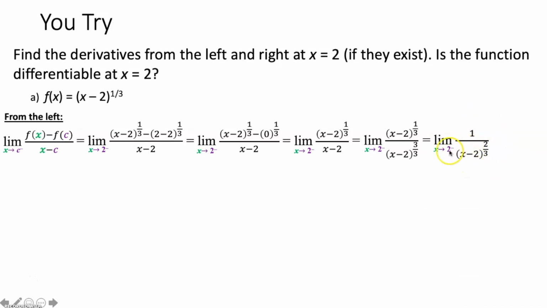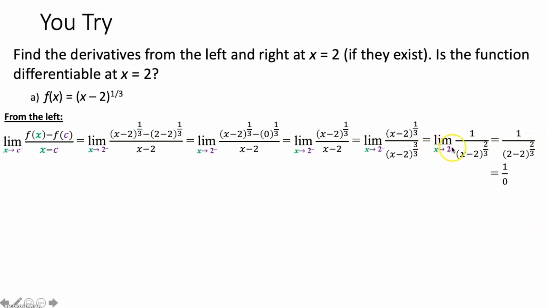Now, let's evaluate this. If I take 2 and plug it in here, I get 1 over 2 minus 2 to the 2/3, which is 1 over 0. Now, 1 over 0 is not an indeterminate form. That just means that your limit is going to equal infinity or negative infinity, and you just have to figure out which one it is.